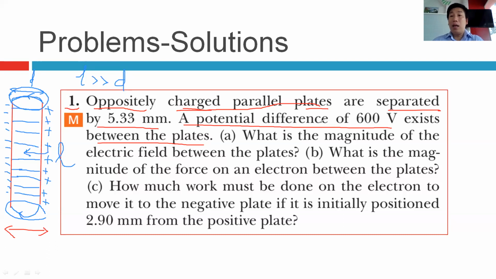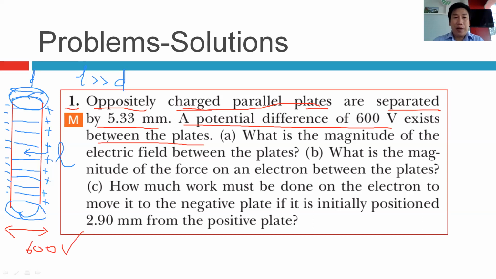If you look at it more carefully, you can see that its units are the same. The unit of potential is volt, right? And the unit of voltage is also volt, so it's the same. Okay, we have the potential difference of 600 volts.